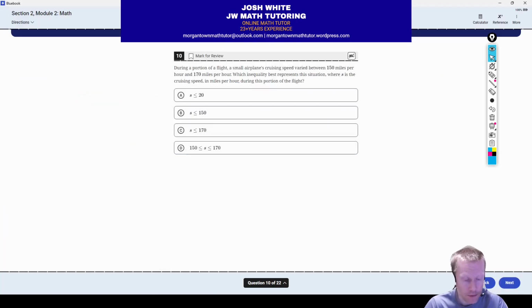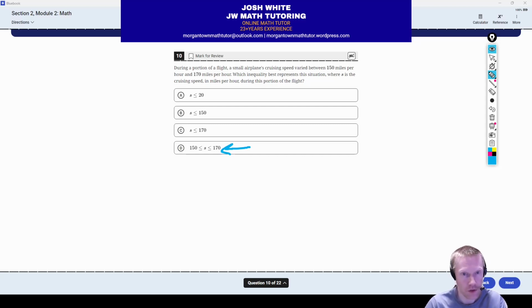Next up, we have a problem which is basically describing something in text, and they want us to convert it to an inequality. So the answer is going to be letter D right here, because in this situation, they're talking about something being between 150 miles an hour and 170 miles an hour. So in other words, there's a floor and there's a ceiling.